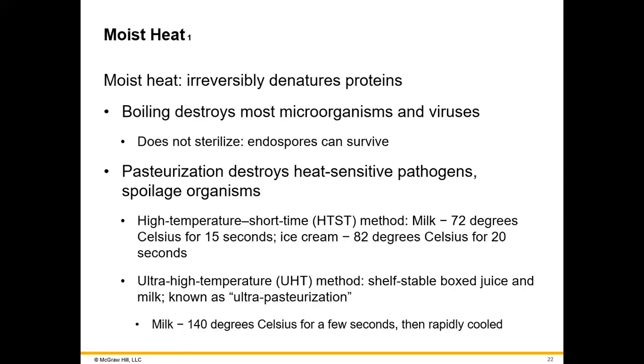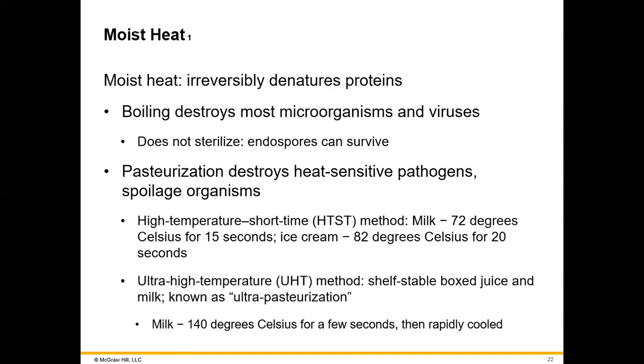Right. So heat. Heat is of two types. We have moist heat, where water or steam is involved, such as the autoclave. And we have dry heat, when you cook food material in an oven, for example. That's dry heat. And they do differ in their effectiveness. At lower temperatures, moist heat tends to be more effective.